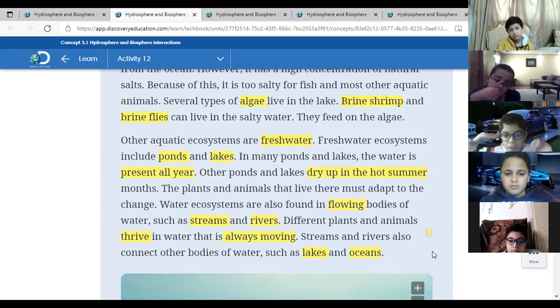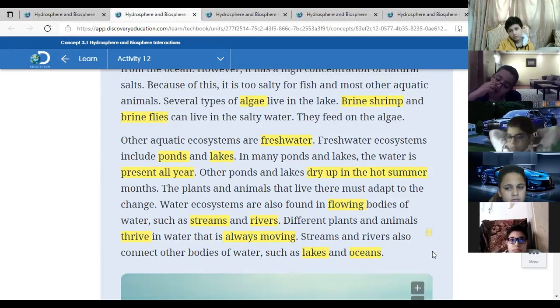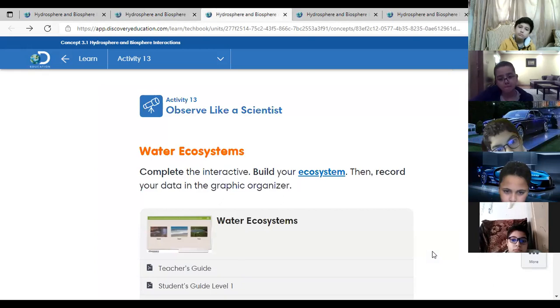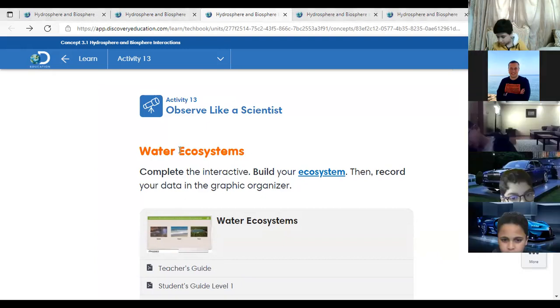Imagine that there is a lake and there is a stream or a river that flows from this lake. So it carries the water till it reaches the ocean, right? So in this case, the streams and rivers are connecting the lakes with the oceans. Okay, now let's go to activity number 13. This is an interesting one. Observe like a scientist the water ecosystems. Complete the interactive, build your own ecosystem, then record your data in the graphic organizer.